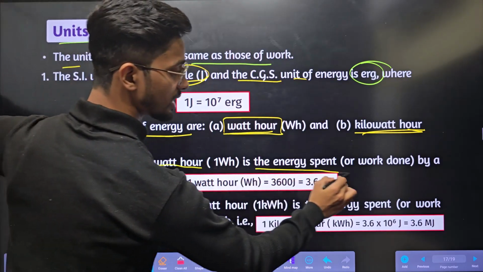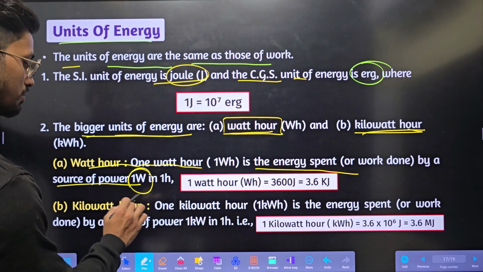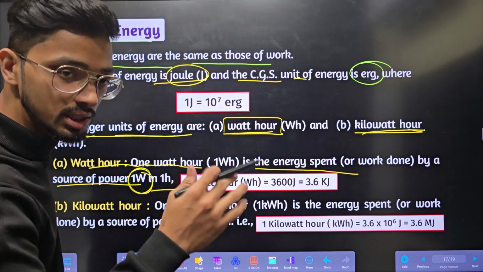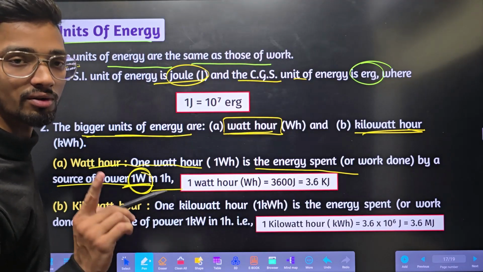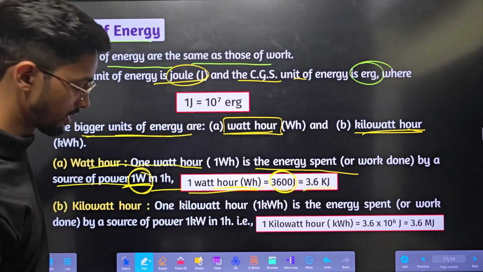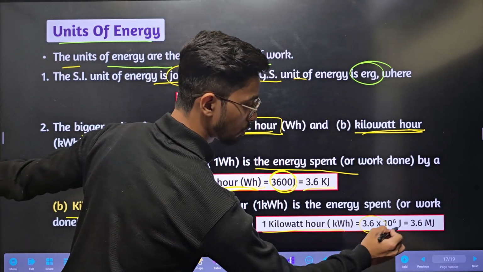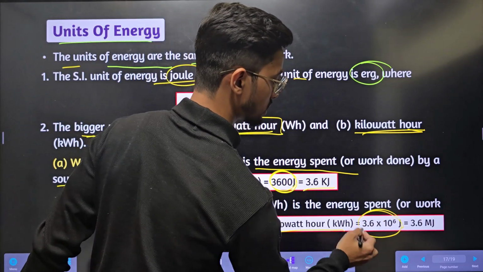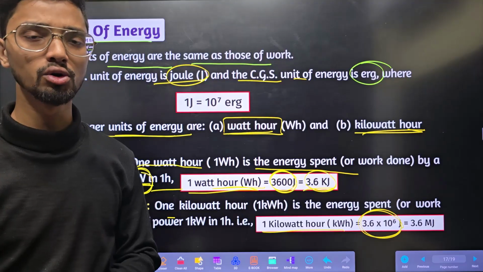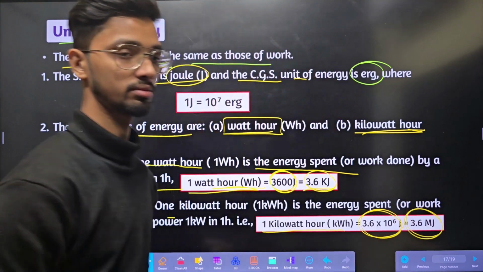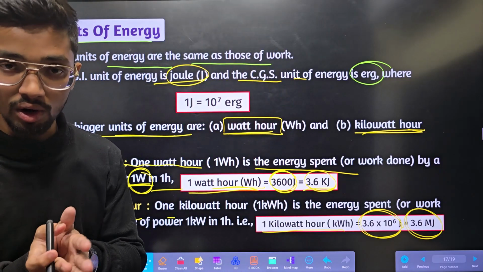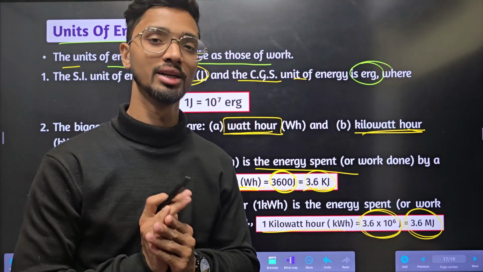So 1 watt hour is the energy spent by a source of power 1 watt in 1 hour. In 1 hour, how much energy is spent for 1 watt of power? That is 1 watt hour. So 1 watt hour is equal to 3600 joule, that is 3.6 kilojoule. And 1 kilowatt hour is equal to 3.6 into 10 to the power 6 joule, that is 3.6 megajoule.